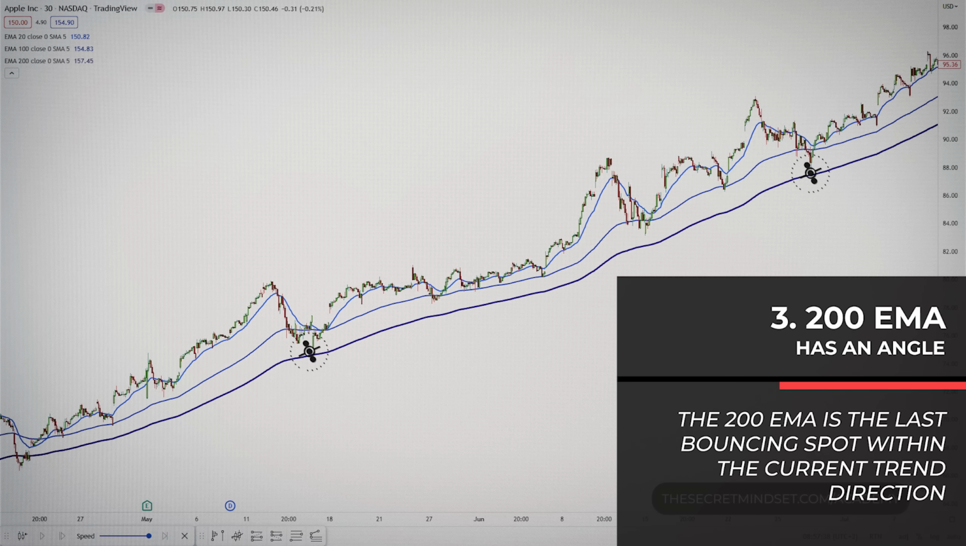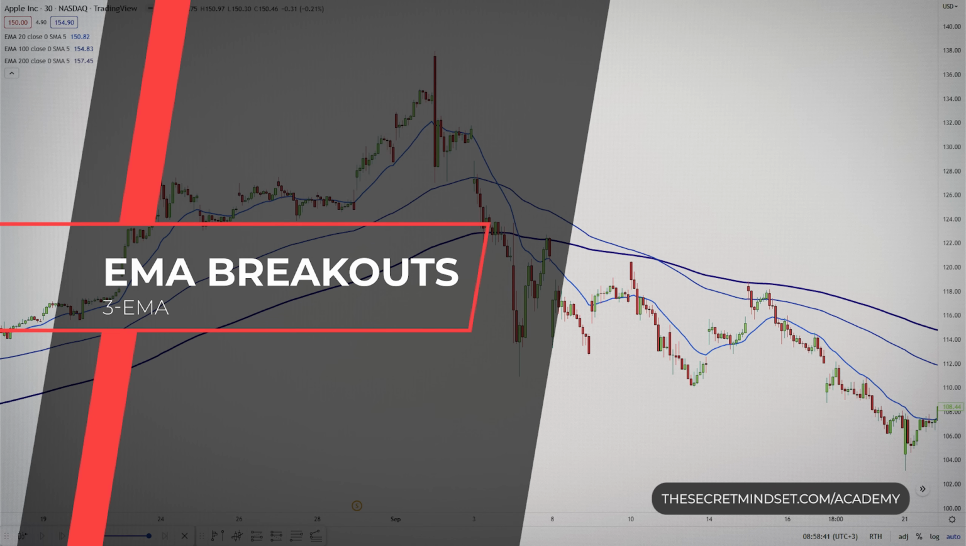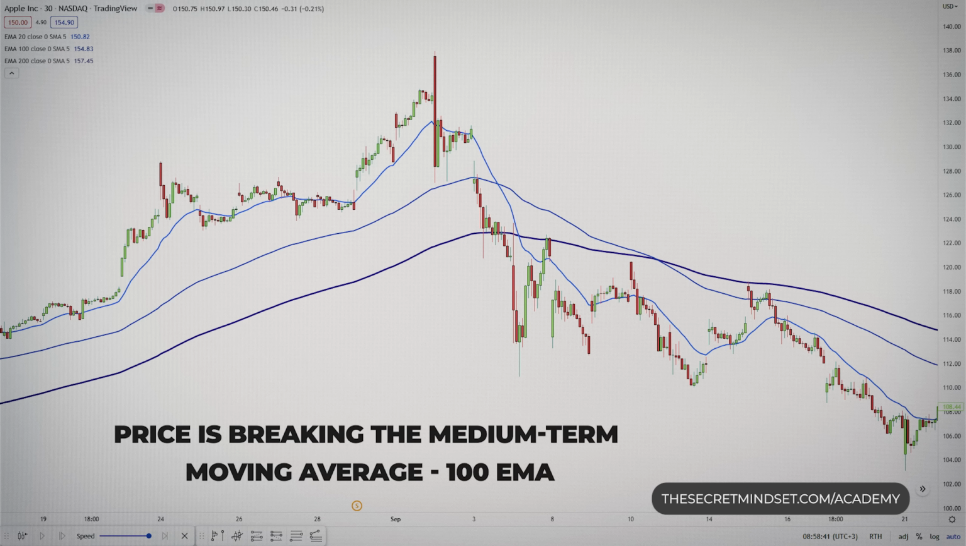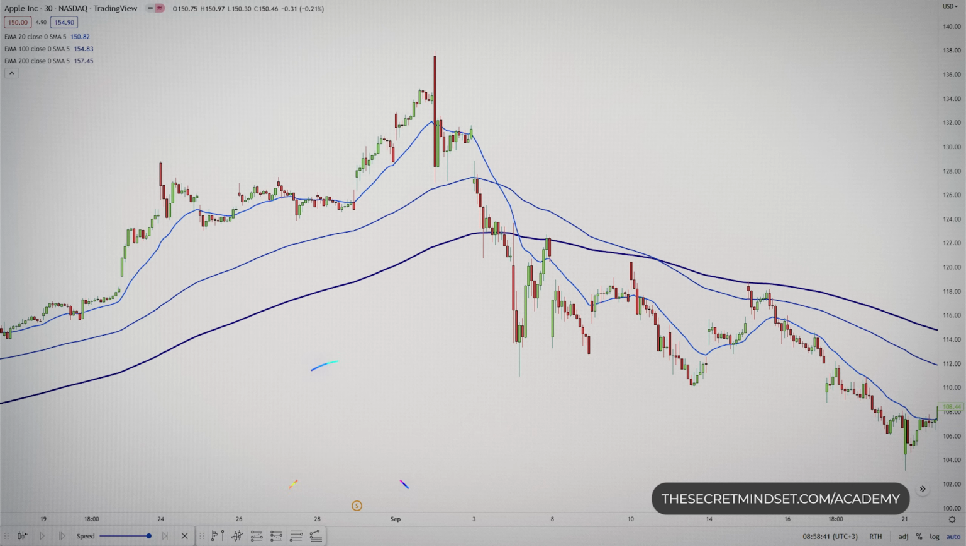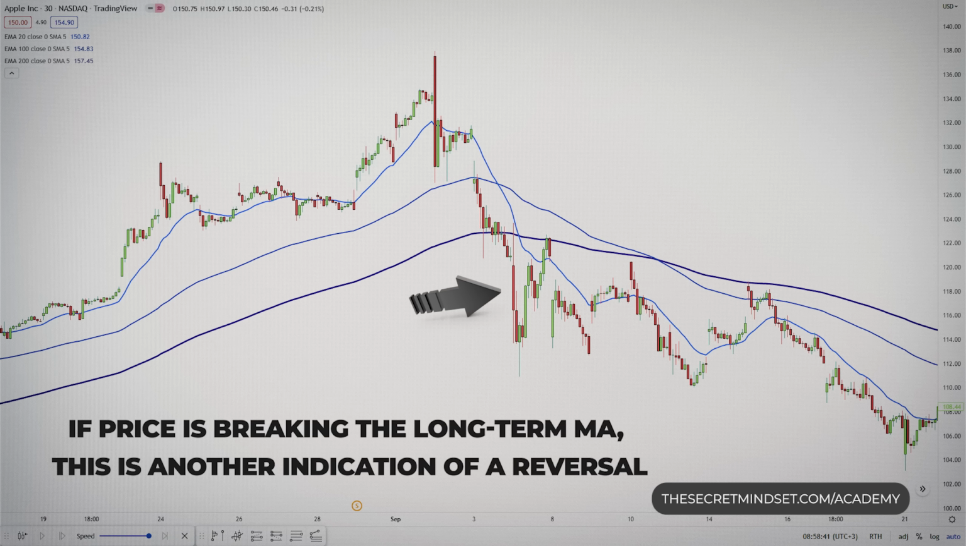Also, you have another area when price reaches the 200 EMA, which is the last bouncing spot within the current trend direction. The moving averages can also be breakout spots. This happens when price is breaking the medium-term moving average, the 100 EMA. This is the first warning signal. Then, if price is breaking the long-term moving average, this is another indication of a possible reversal.